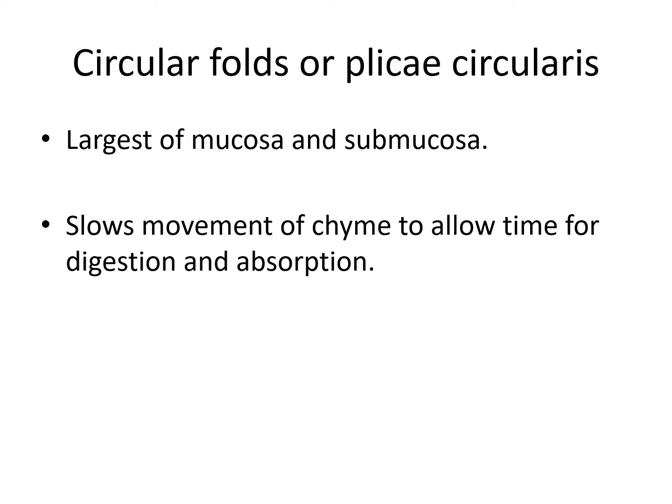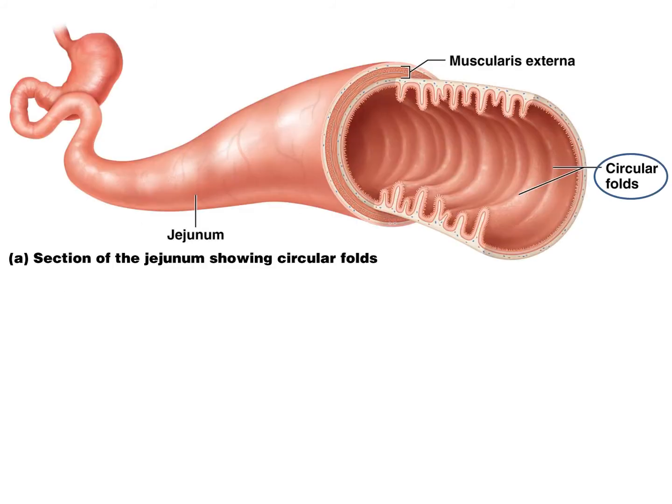So the first of these are called circular folds, or plicae circulares, and these are the largest folds of the mucosa and submucosa. They're like little speed bumps. They slow movement of chyme to allow time for digestion and absorption to occur. Okay, if it goes too fast, you're not going to get any digestion or absorption. So it has to go slow enough for both of these processes to occur. Okay, here's a picture showing the lining of the small intestine, and you can see these folds. These are circular folds, or plicae circulares.